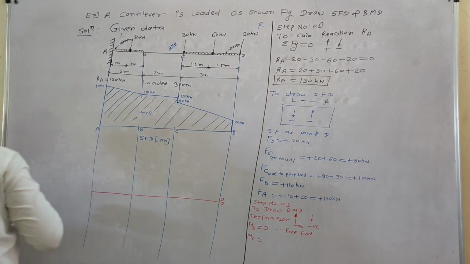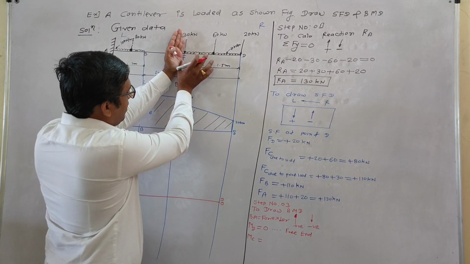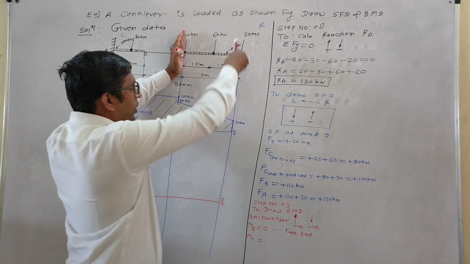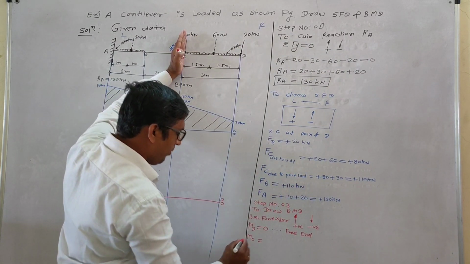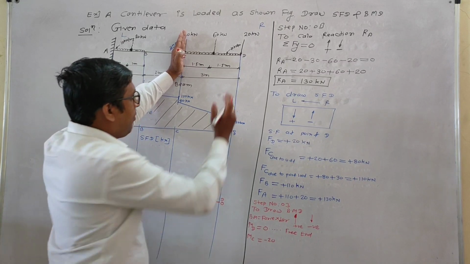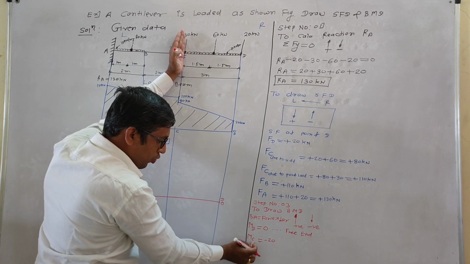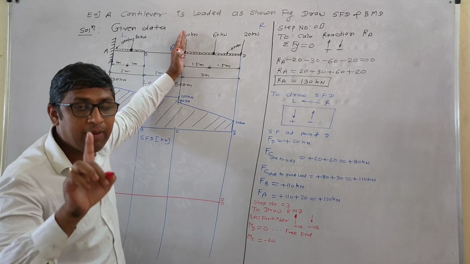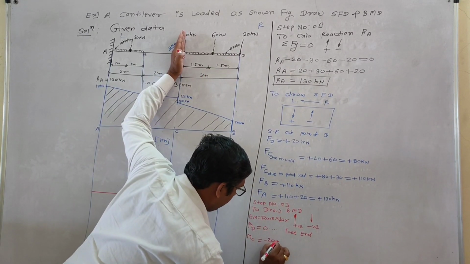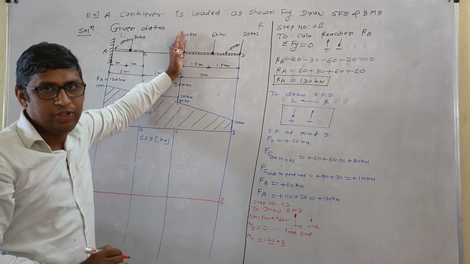Okay, and concentrate on point C. Consider this span only, C and D. Start from the free end: 20. This 20 goes downward, and downward means minus 20. This is the force. And the perpendicular distance is how much, up to C? Why up to C? Because we are finding the bending moment about the C point. This is minus 20 into 3. This is the force and this is the perpendicular distance.